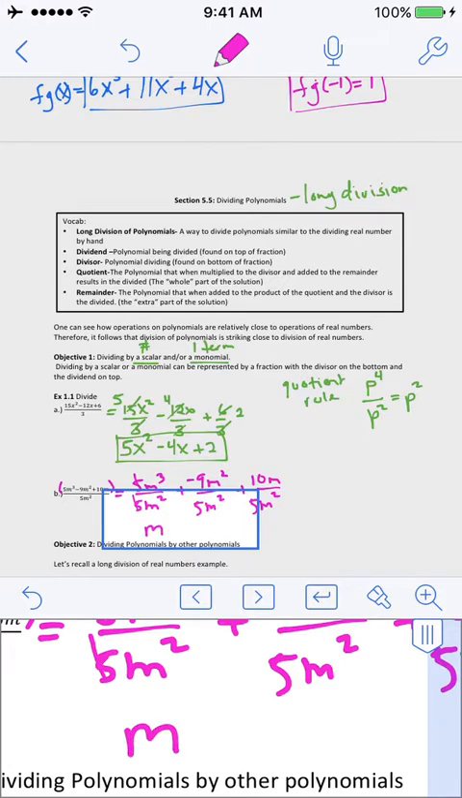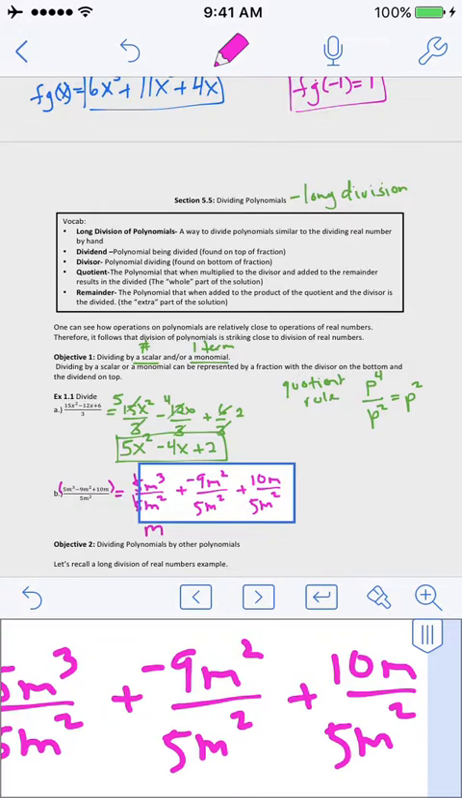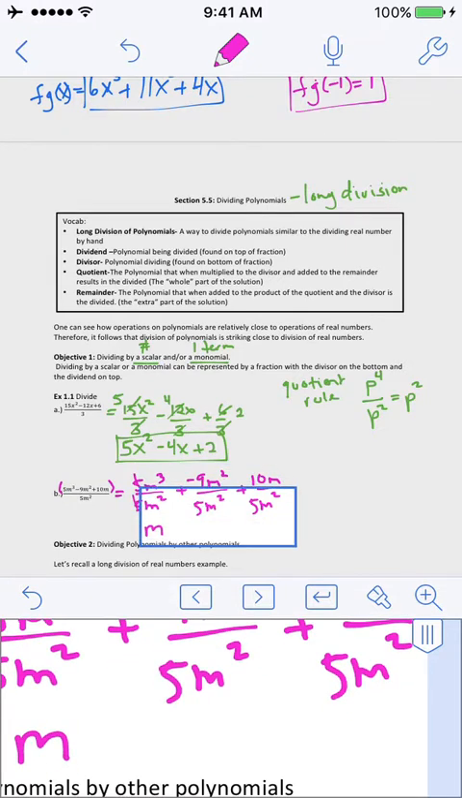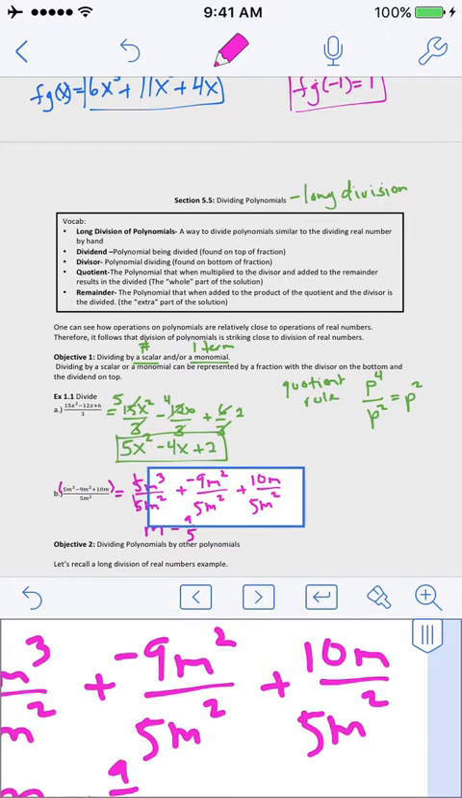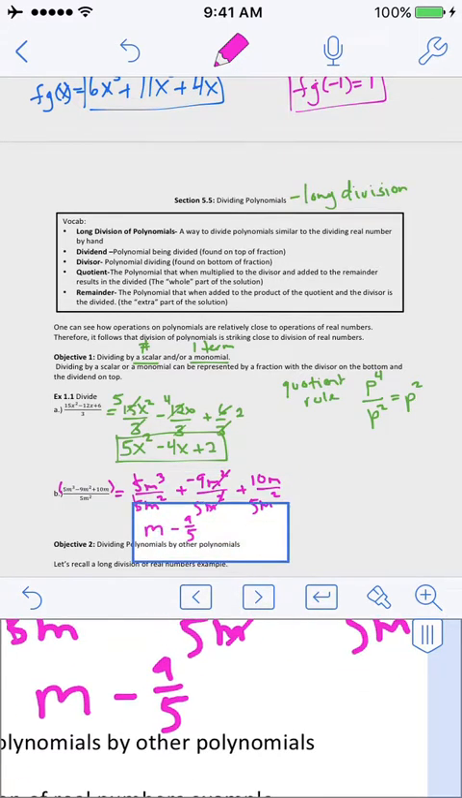Sweet. Over here, negative 9 and 5, unfortunately, are what we call relatively prime. They do not divide in any way. I can't reduce them or anything like that. So that's just going to stay a negative 9 over 5. But then I've got m squared over m squared, and that cancels out. So I'm just left with negative 9 over 5.